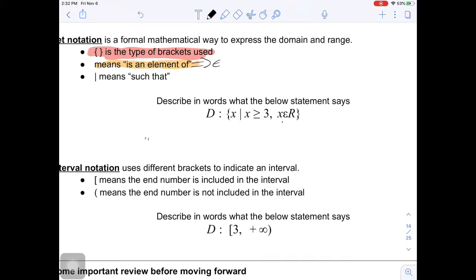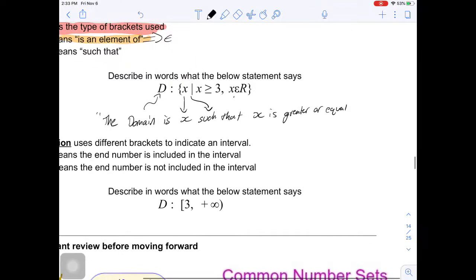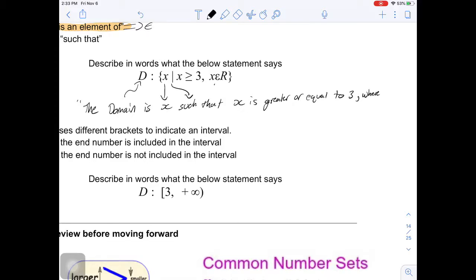Let's write that out. This is known as the domain, which is represented by this D, is x such that x is greater than or equal to 3, where x is any real number, when it is a number.